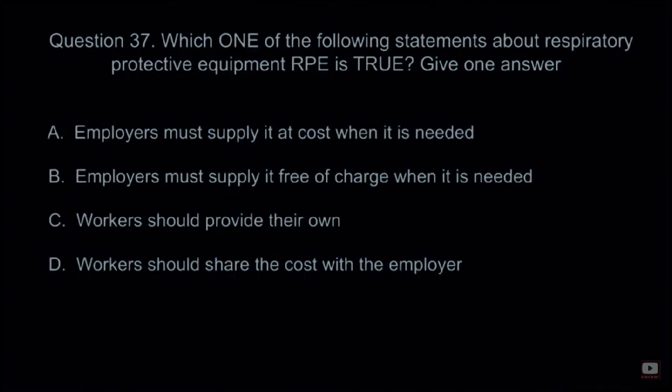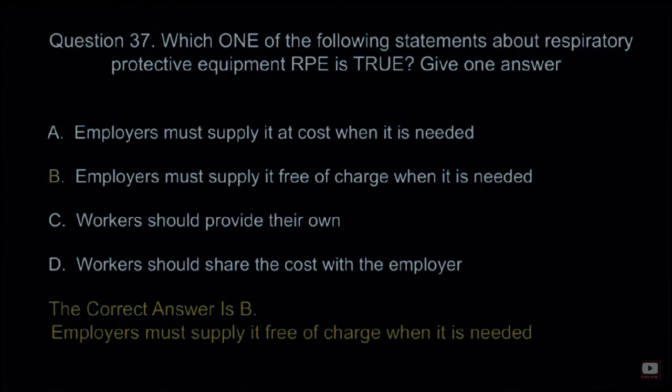Question 37. Which one of the following statements about respiratory protective equipment, RPE, is true? Give one answer. A. Employers must supply it at cost when it is needed. B. Employers must supply it free of charge when it is needed. C. Workers should provide their own. D. Workers should share the cost with the employer. The correct answer is B. Employers must supply it free of charge when it is needed.